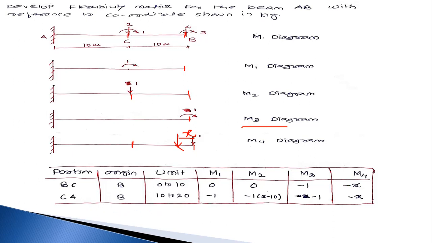Next, now consider portion C to A. For CA, once again consider origin B.